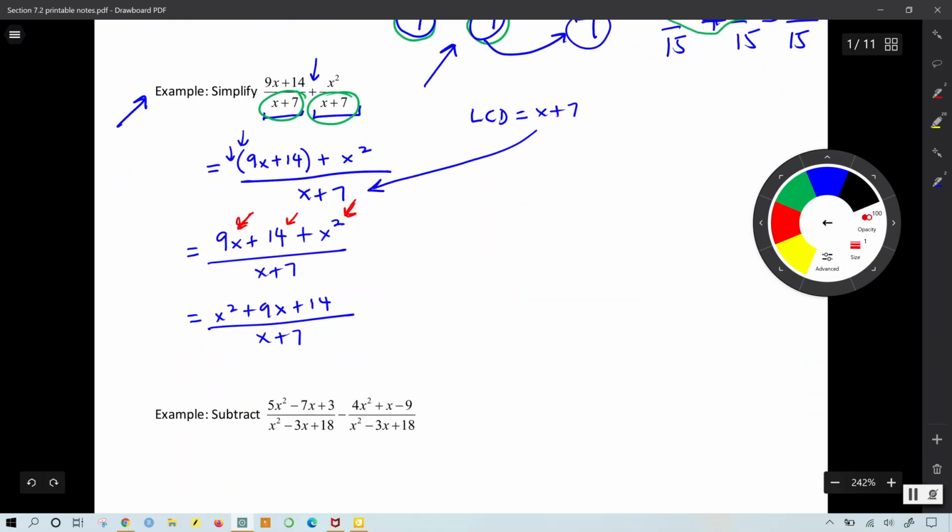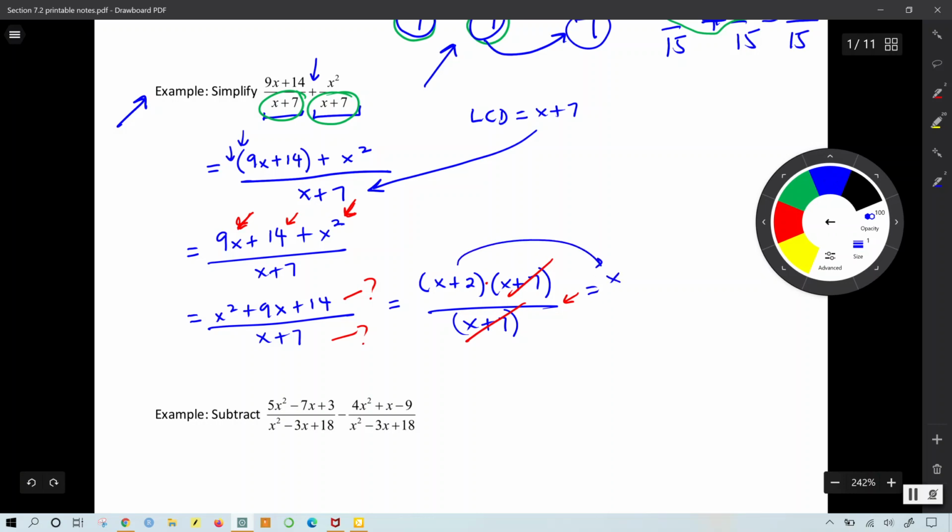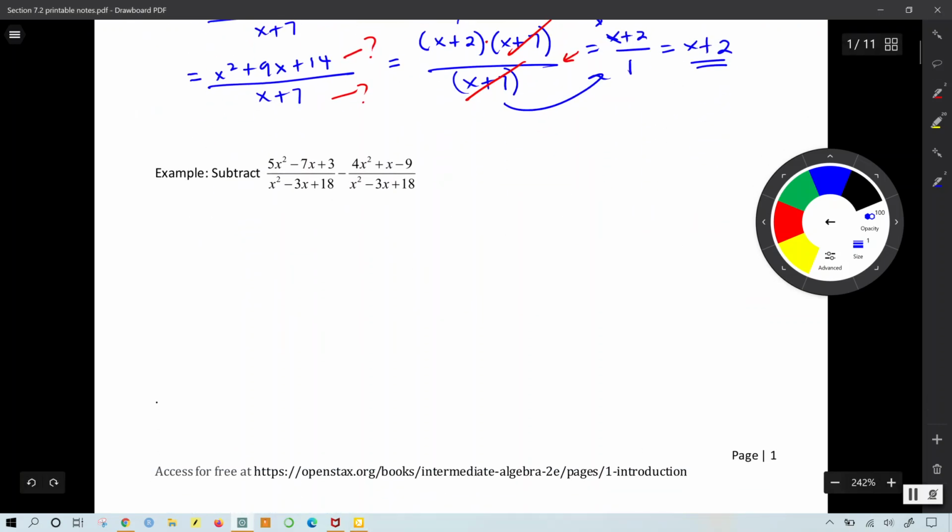And what we need to check next is if both the top and the bottom will factor. What we find out is that the top will factor into x plus 2 and x plus 7, all divided by x plus 7. And since there's a multiplication here and a division, we are allowed to cancel off common factors, thereby leaving us with x plus 2 divided by 1, which is equal to x plus 2. And now we're done. We shall move on now to the next example.